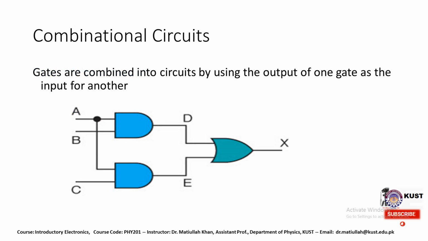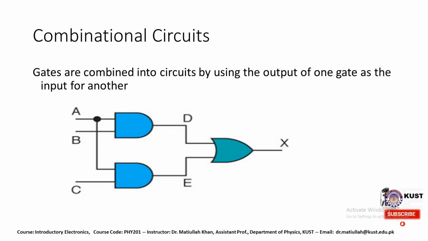A combinational circuit is a combined thing that comes from gates, where two or even more gates are utilized, and the output is expressed for this combination. So the gates are combined here, and this is the combinational circuit. The gates are combined into a circuit by using the output of one gate as the input of another gate. In this case we have three inputs and the output is one, that is X.